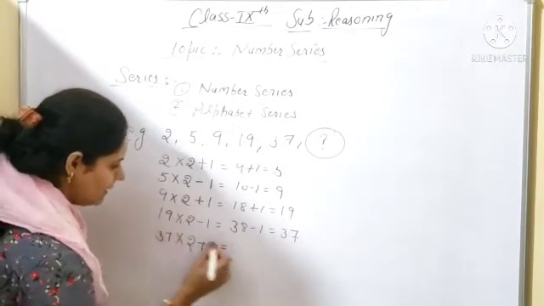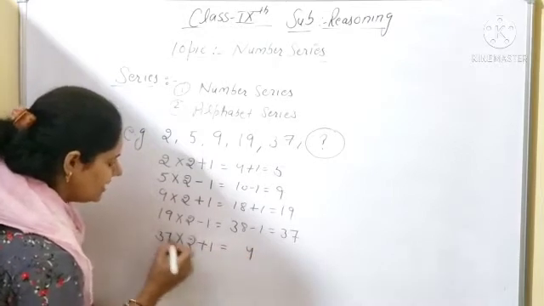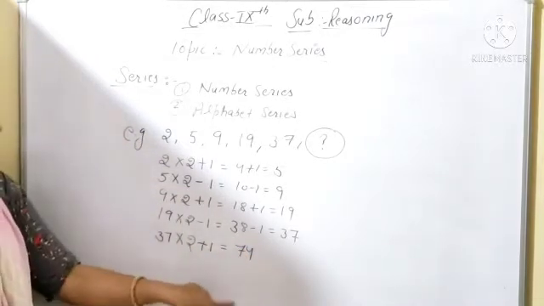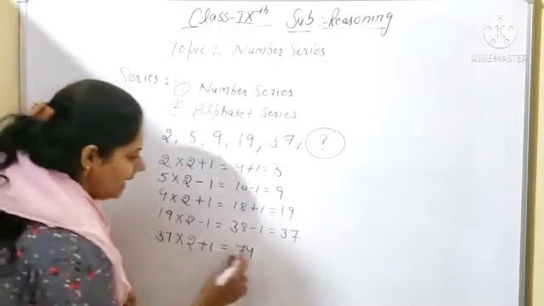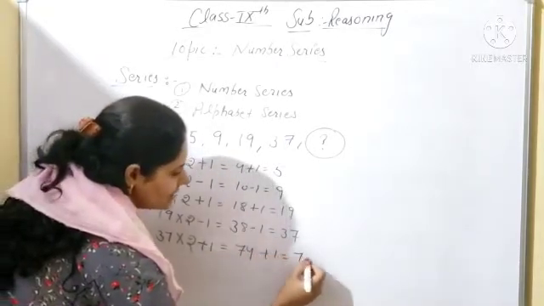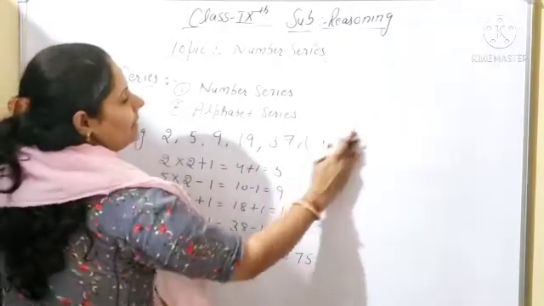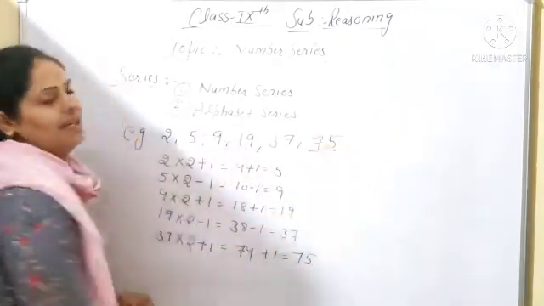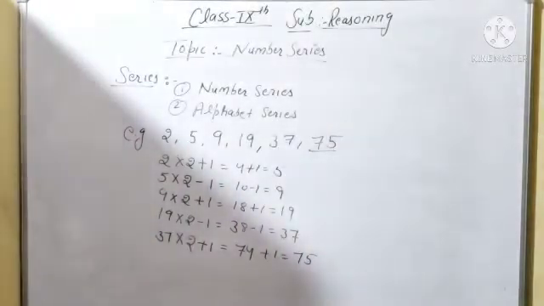What will you get? 2 7s are 14. And 2 3s are 6 and 1, 7. Clear? So 2 7s are 14, 2 3s are 6 and 1, 7. And plus 1. So what will you get here? 75. So what will come at the place of question mark? Simply you can say it will be 75. Next number will be 75. Is it clear? What will be the next number? So it will be 75. Clear, beta?